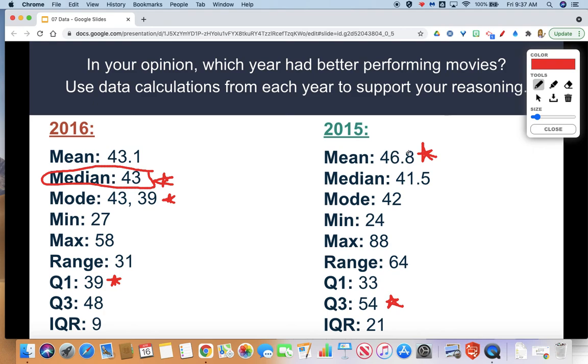So I could kind of see this one being argued both ways. I think I would go with 2016 because that median is a little bit higher, as well as the mode and the lower quartile. But if you really focused on that mean, you might say 2015 for that reason.